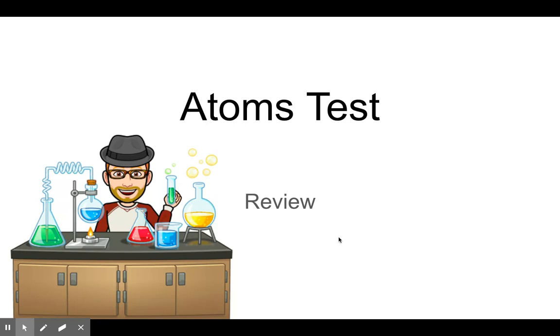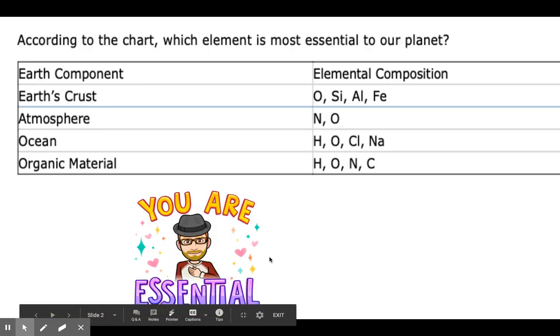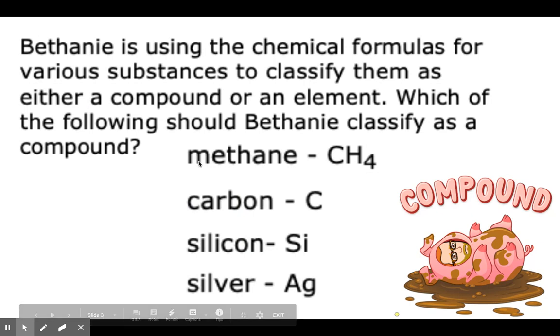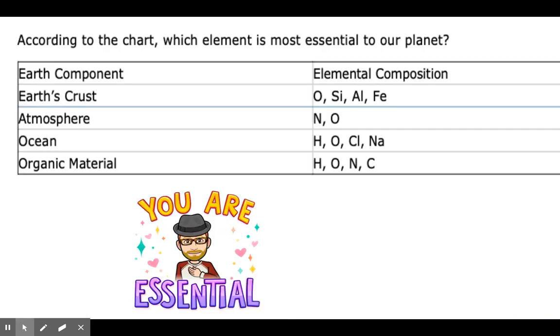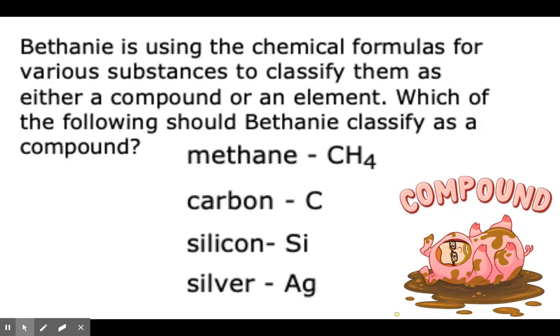Periodic table. And here we go. According to the chart, which element is most essential to our planet? To find the most essential one, I guess they want most important. So you would look in the different parts of the earth: the crust, the atmosphere, the ocean, the organic material or living things, and you would see which element is in all of those places. So obviously it's oxygen. So that's the answer. That's how you do it.